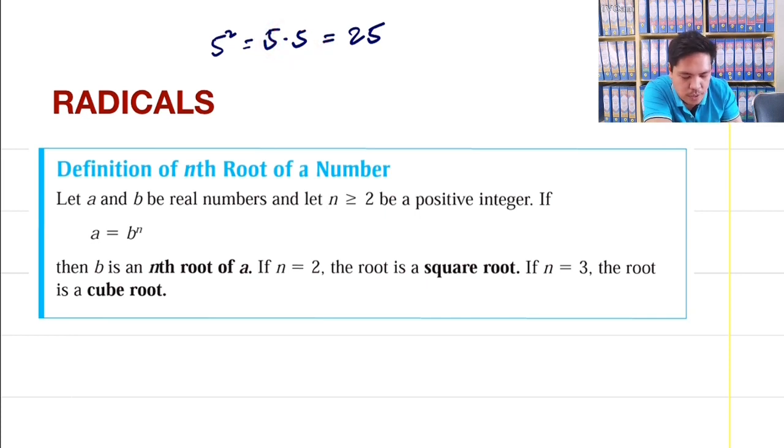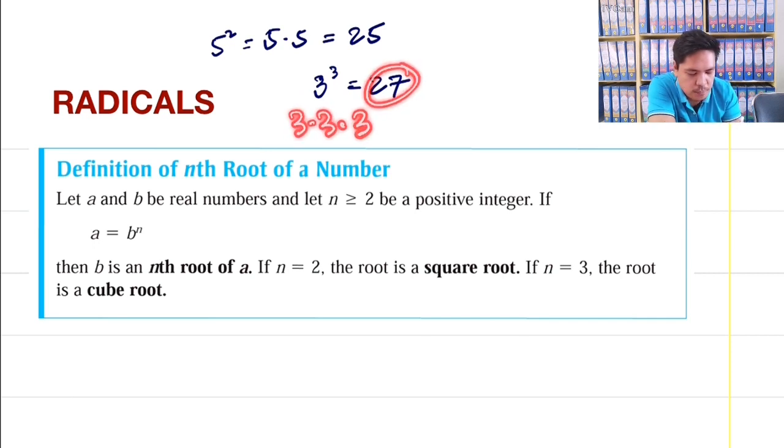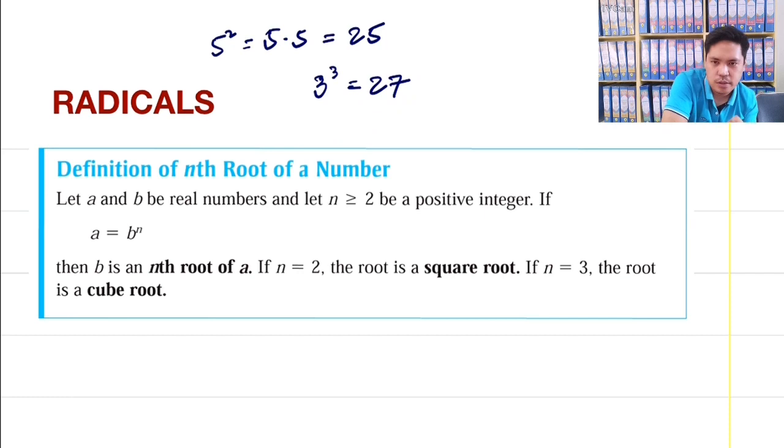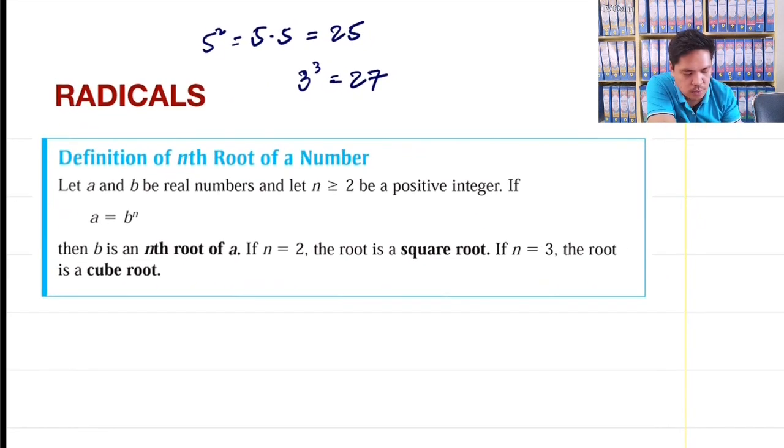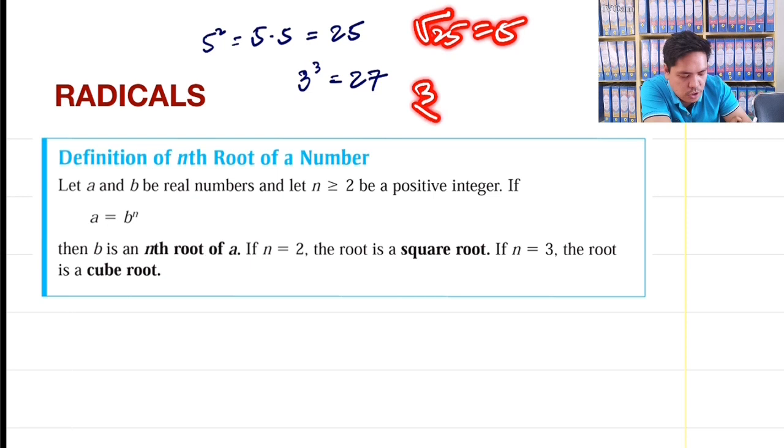Okay? Parang cube root din. For example, 3 cubed is equal to 27, because 3 is one of the three equal factors of 27. So that's 3 times 3 times 3. Tama ba? 9 times 3 is 27. So, what do you mean by the nth root of a number? This is the square root and this is the cube root.